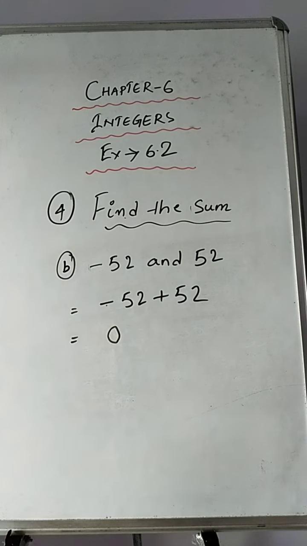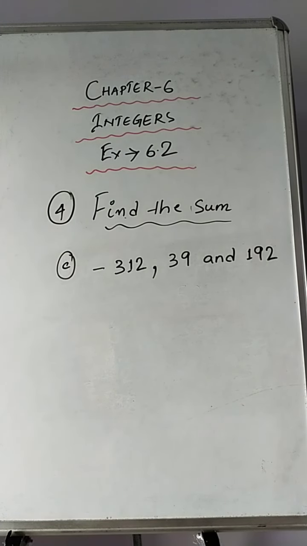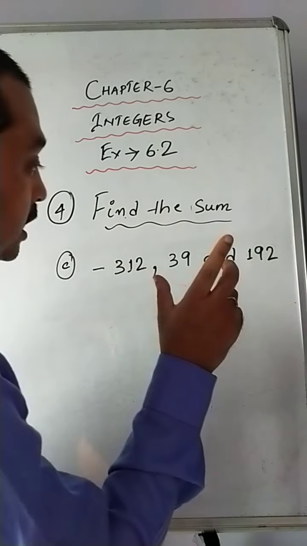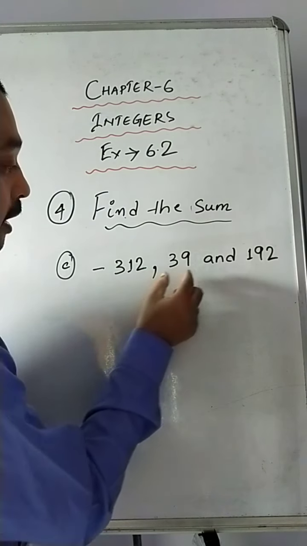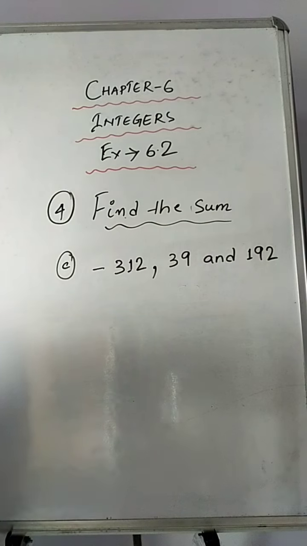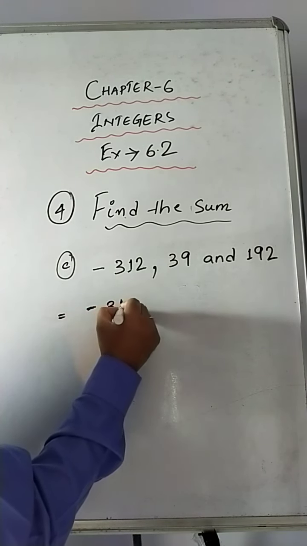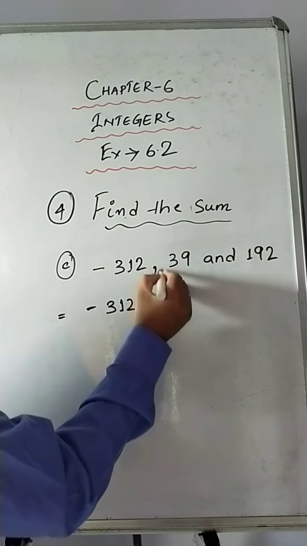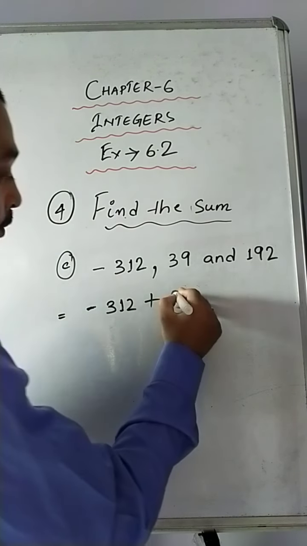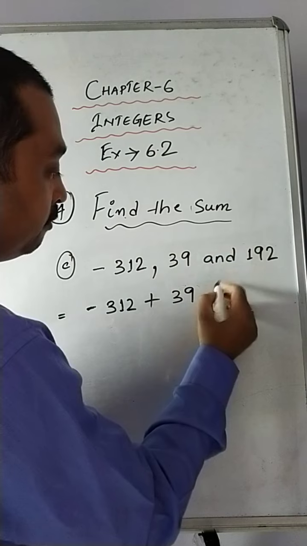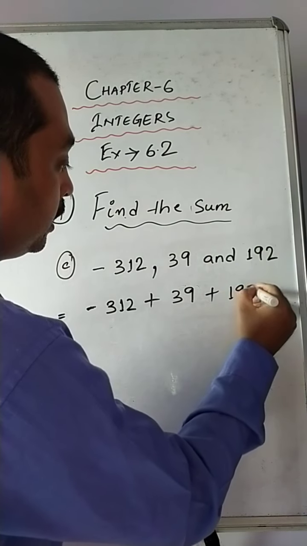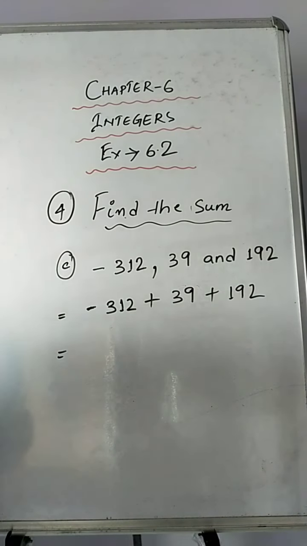Okay, now let's move on to sum number C. Now sum number C, we have three numbers: minus 312, 39 and 192. So how to write it? First of all we'll write minus 312. Now in place of the comma we'll put a plus sign, 39. Now in place of the comma we'll put a plus sign, 192. Now what is the next thing we'll do, students?